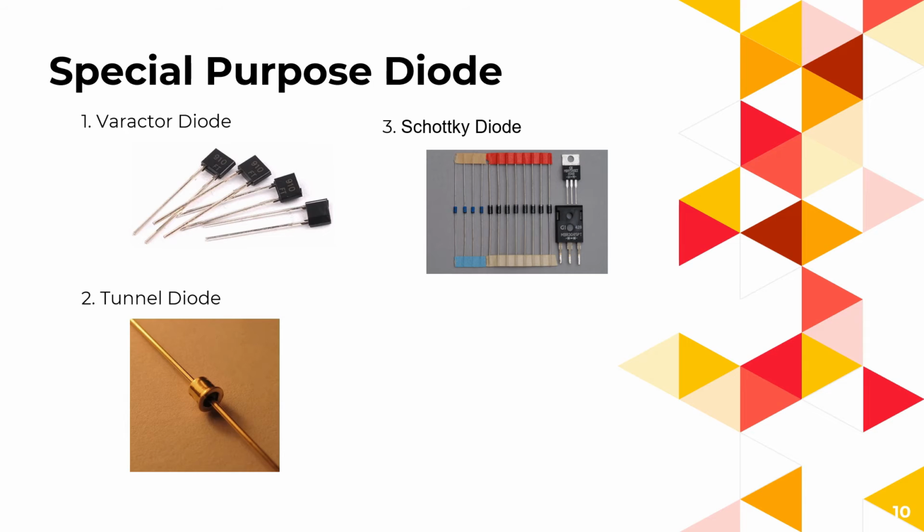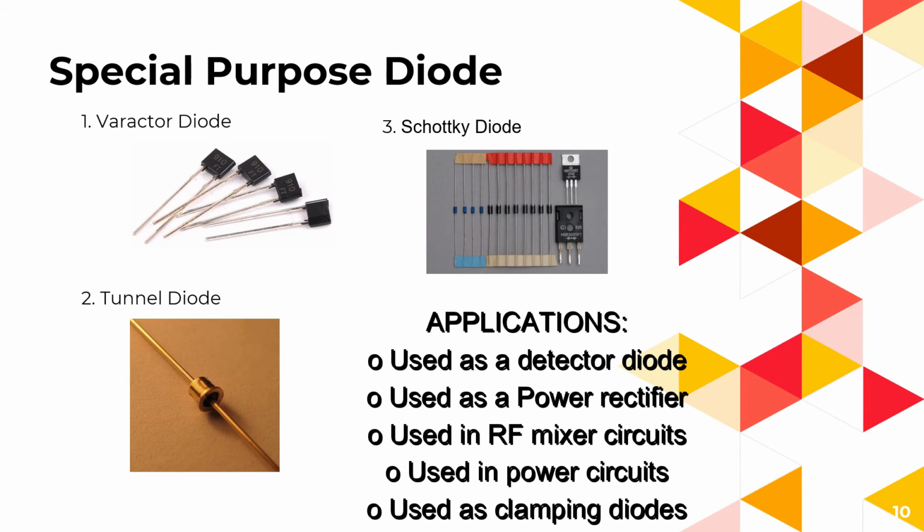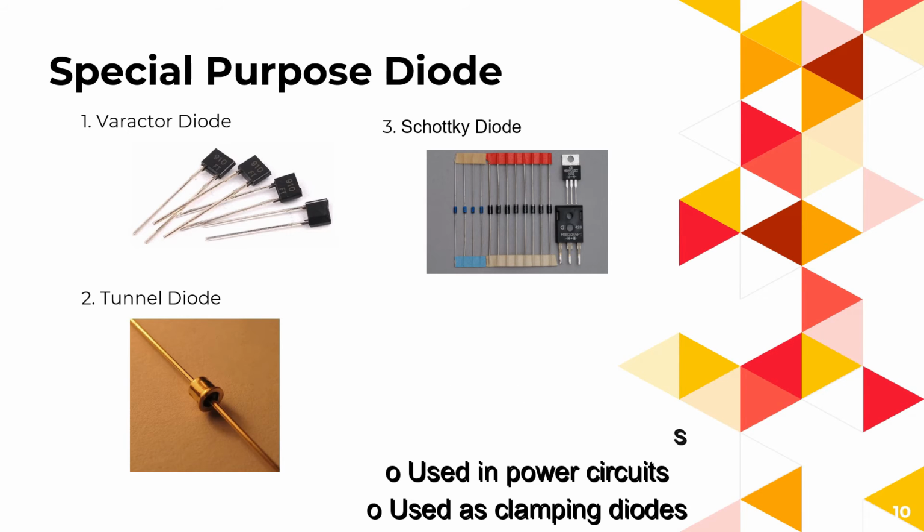There are many applications of Schottky diode, such as use as a detector diode, as a power rectifier, use in RF mixer circuits, use in power circuits, and use as clamping diodes.